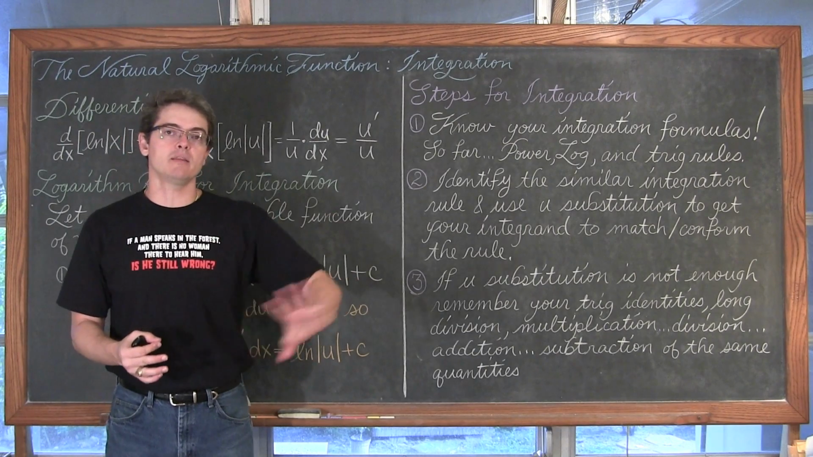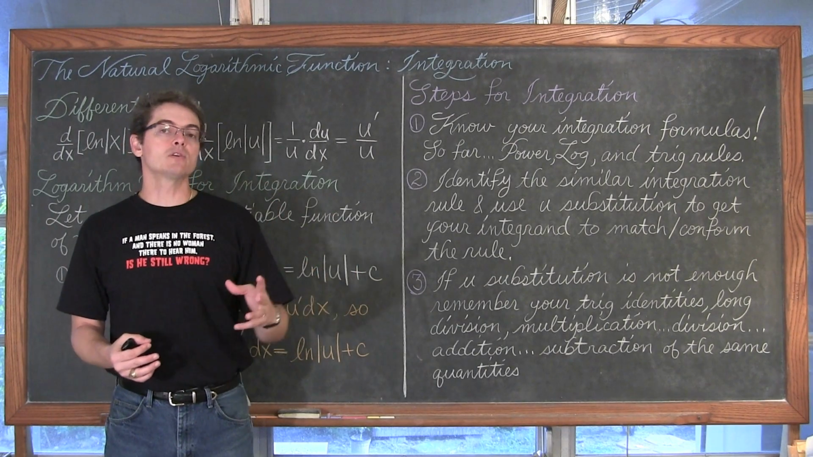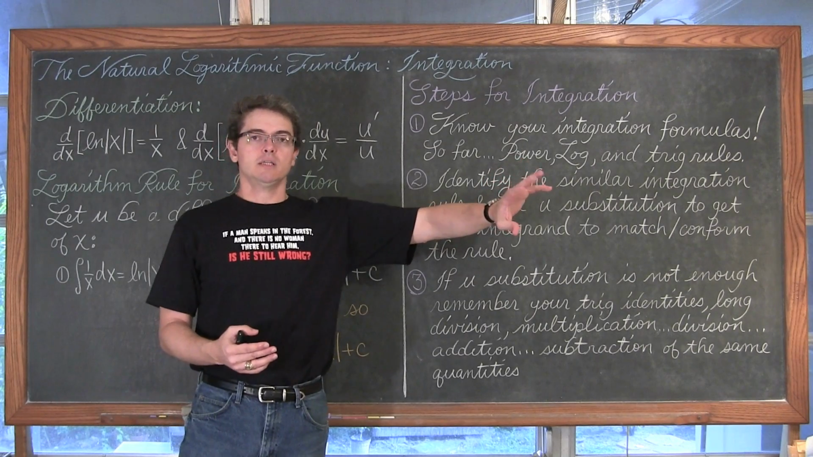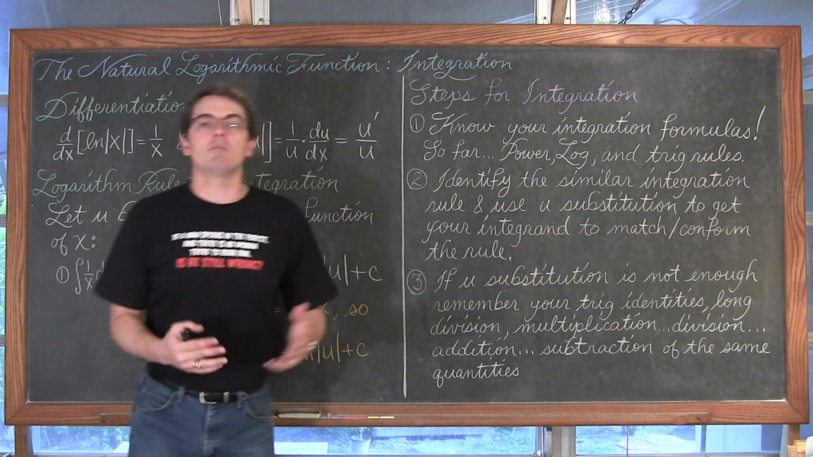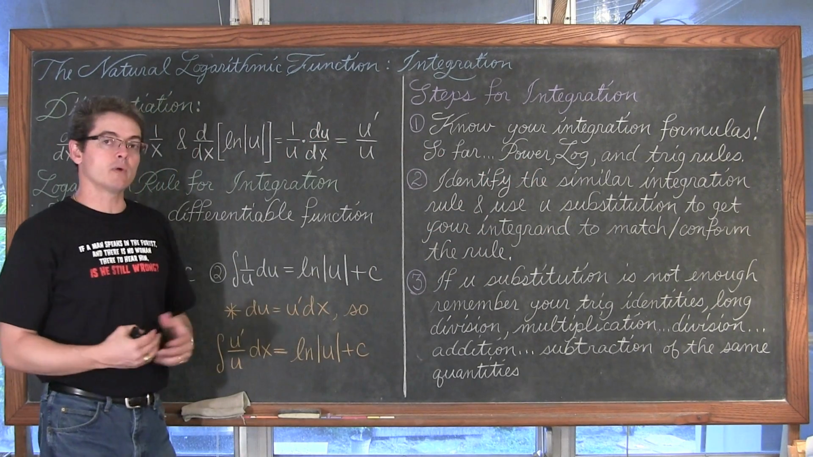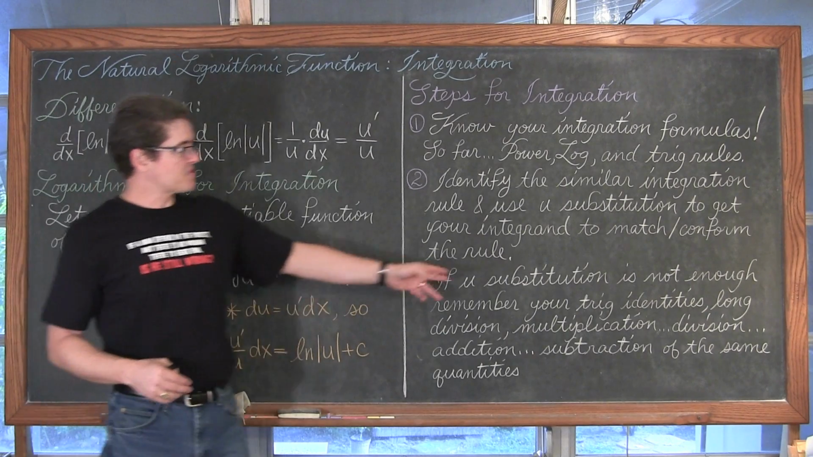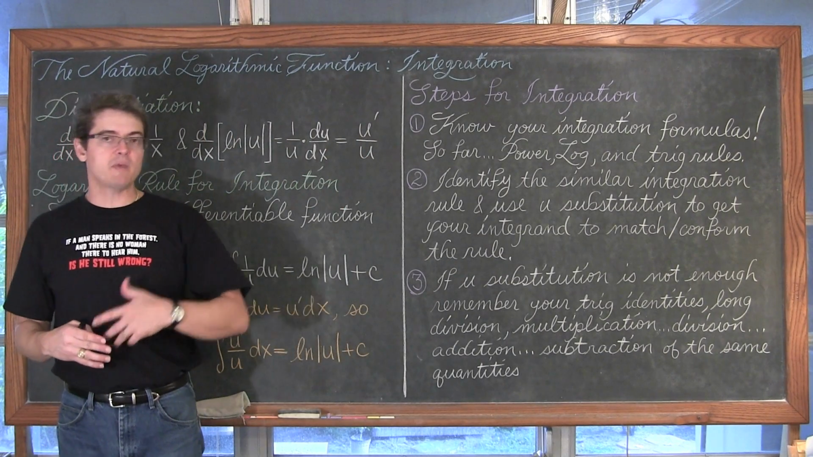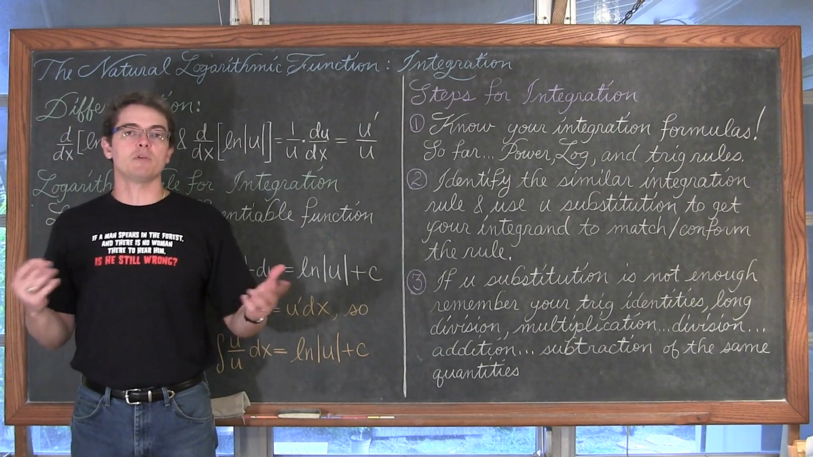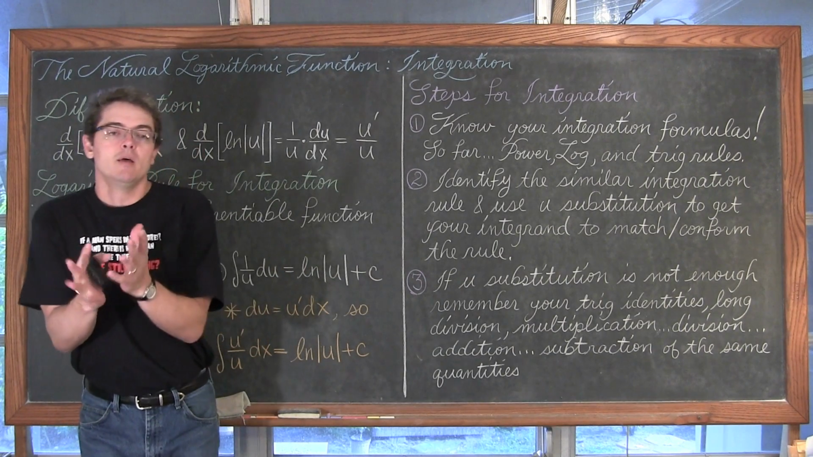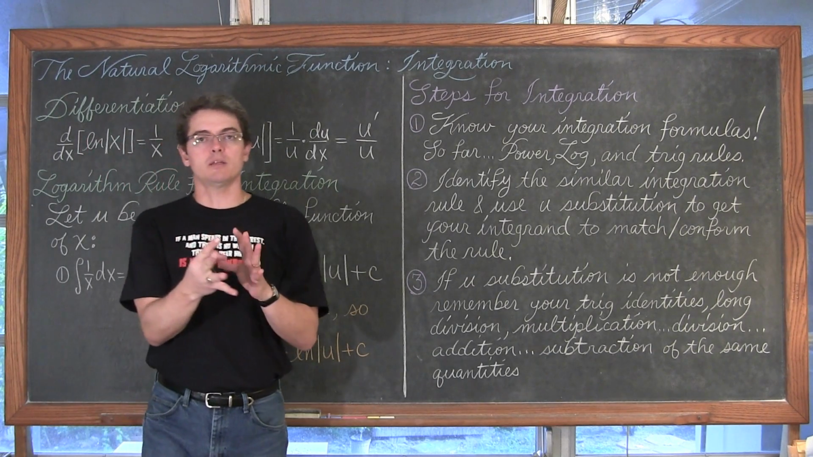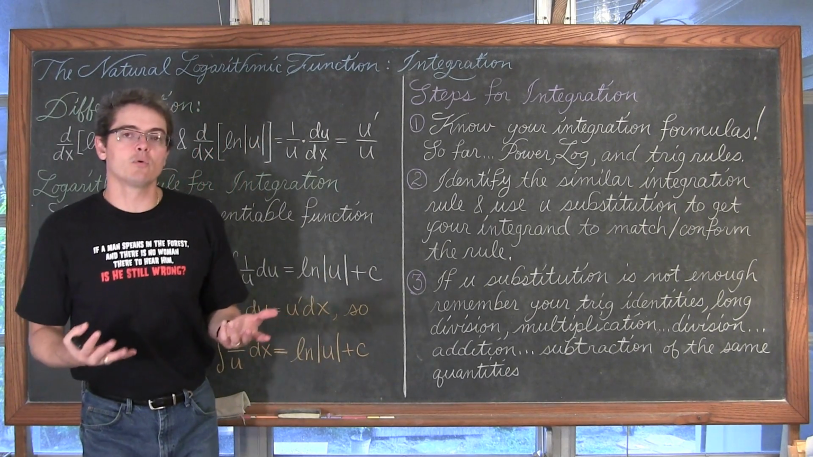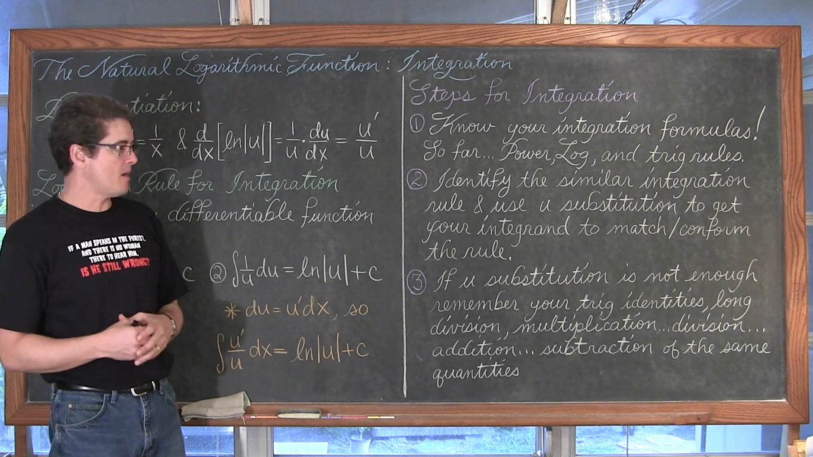When you get a match, you can apply the integration rule, get that final answer, and then substitute the original variable of your problem back in, or undo that u substitution, to write your final answer. Now, if u substitution is not enough, remember your trig identities. Maybe your most basic Pythagorean identity, like sine squared plus cosine squared equals 1. Maybe that will help you get your integrand to match one of those integration formulas for your trig functions to be able to finish the problem.